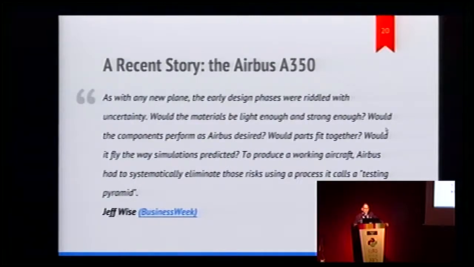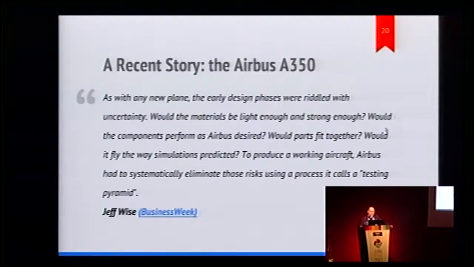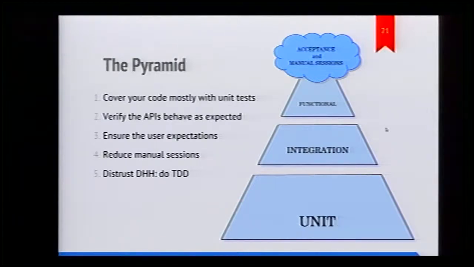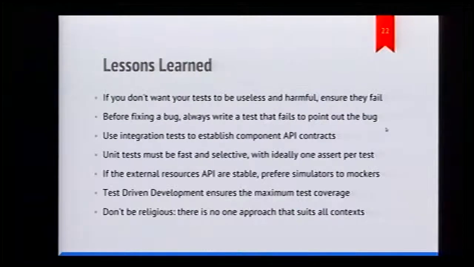This is a recent story. The Airbus A350 is a new airplane manufactured by Airbus and in service since the beginning of this year. And at Airbus, they use a testing approach called the testing pyramid. The approach is this one. It's exactly our workflow. Cover your code mostly with unit tests. If you see at the bottom, the shape of the unit tests is bigger than the other ones. Verify the APIs behave as expected. That means write integration tests. Ensure the user expectation, so write functional tests and reduce manual sessions, our acceptance tests, and do test-driven development.